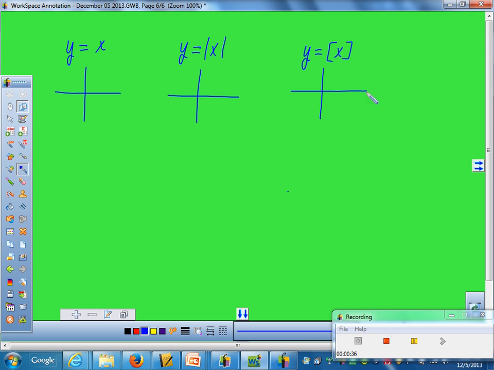Think about if you did a t-table. If you put 1 in for x, what are you going to get for y? If you put 1 in for x, y is going to be 1. If you put 2 in for x, y is going to be 2. That's not going to be a vertical line. It's a diagonal line. It's a perfect diagonal line.